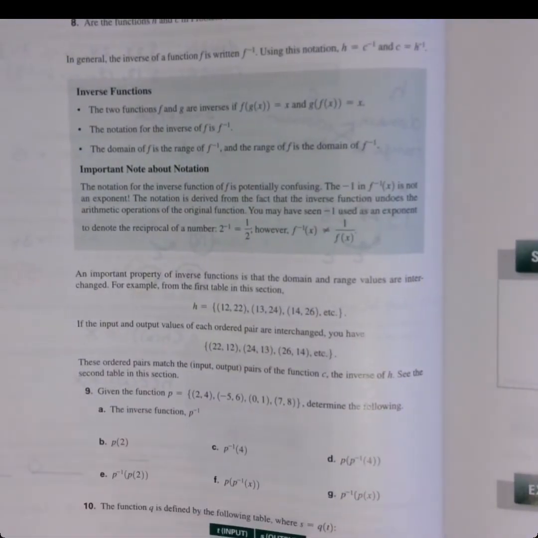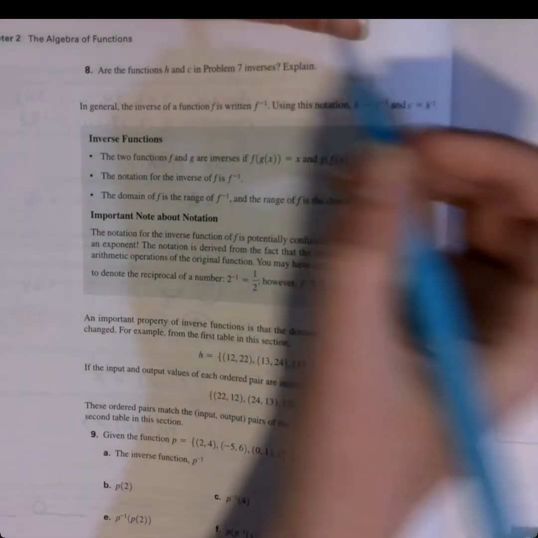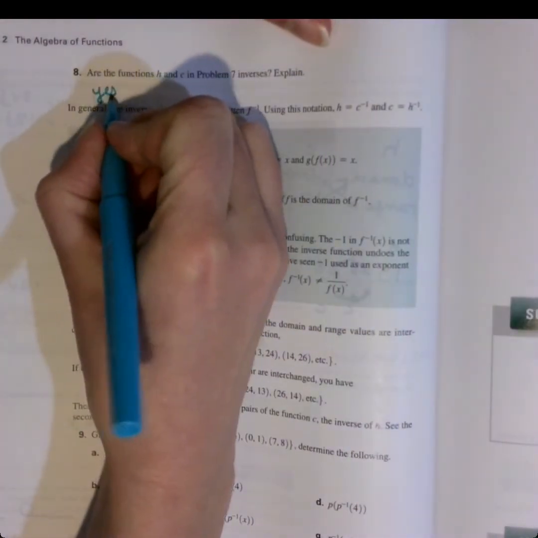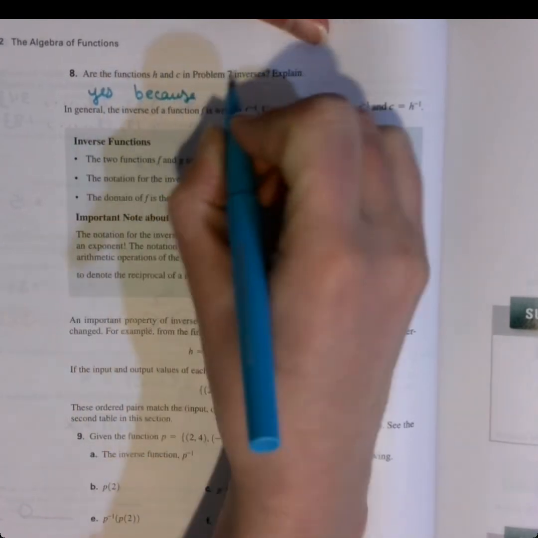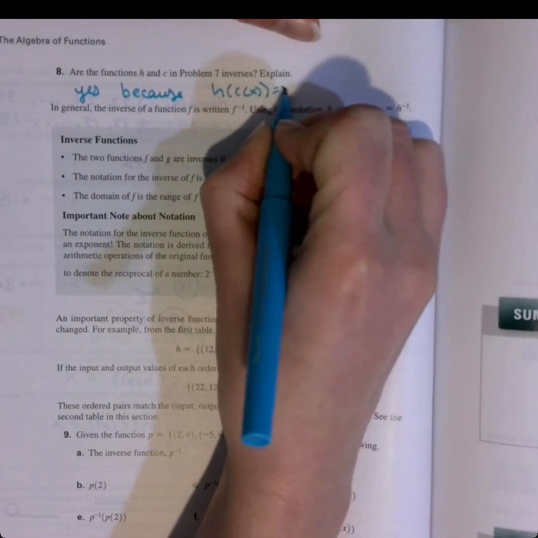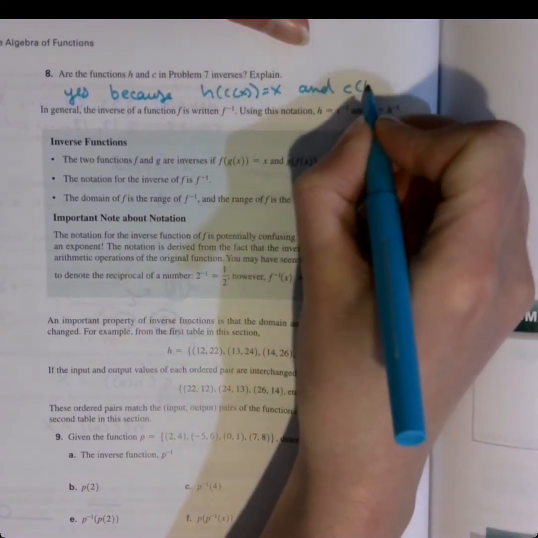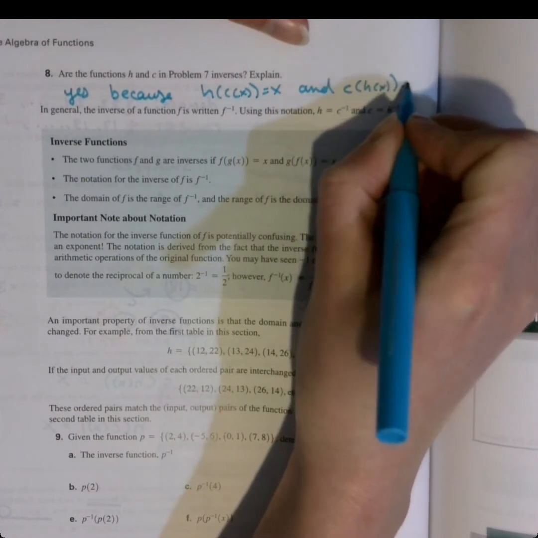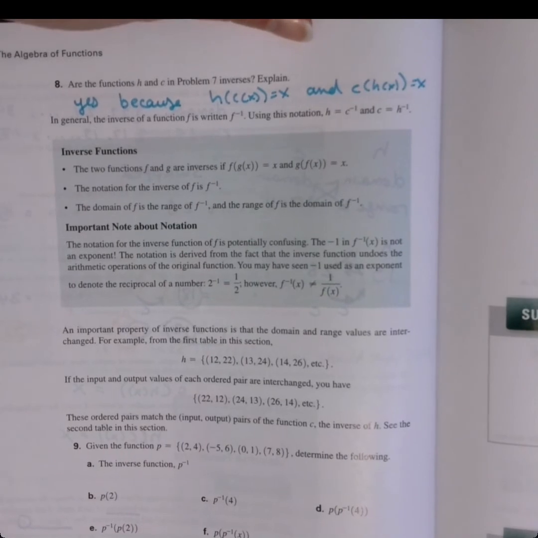So are the functions h and c inverses? They are, yes, and that's just because h of c of x equals x and c of h of x equals x. So when we did the composition, we got the inside value x back out.